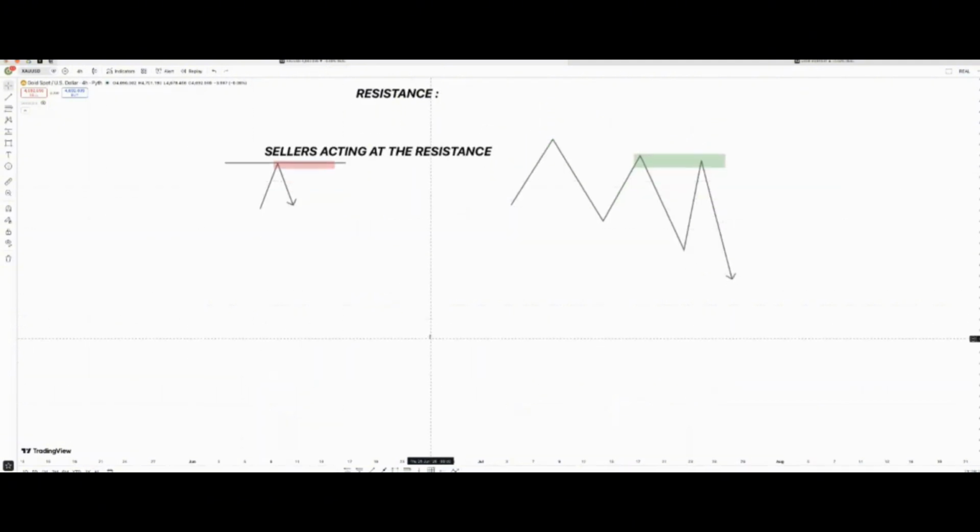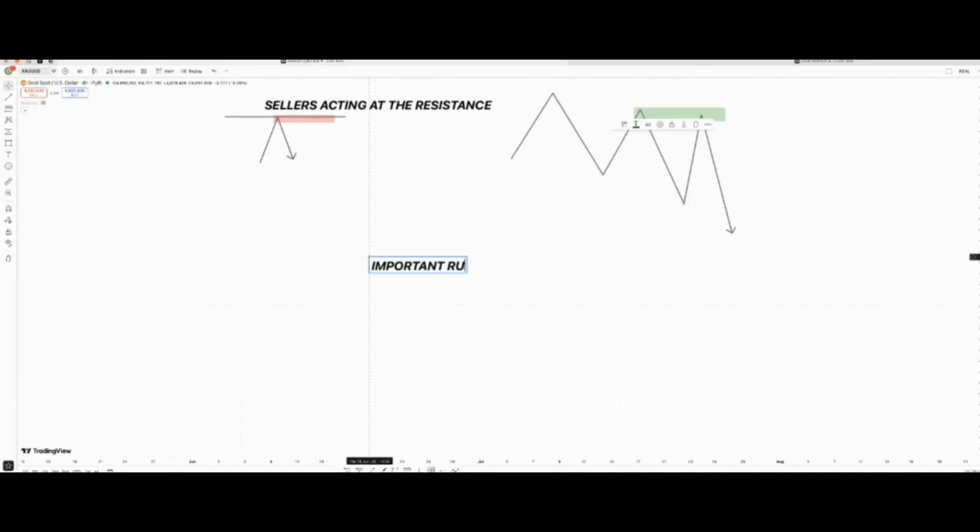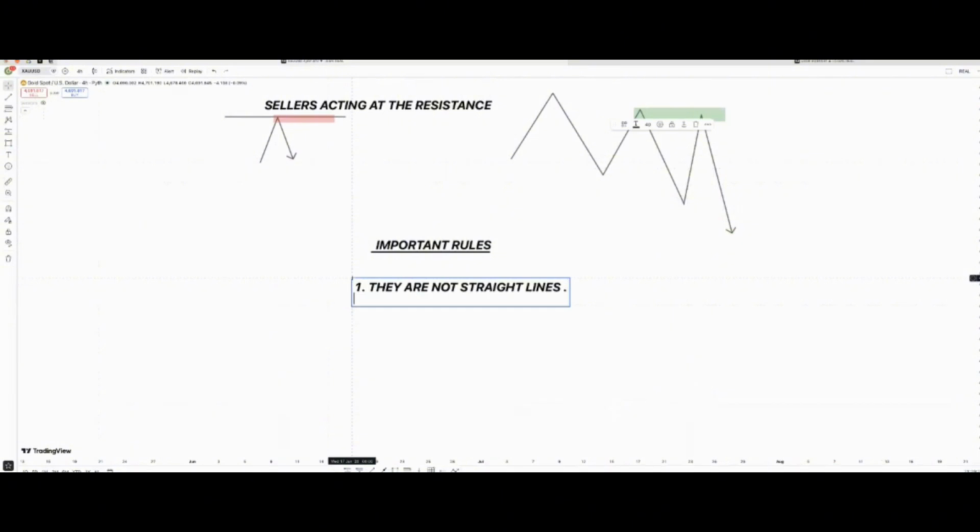Now, support and resistance are not straight lines. Consider it as an area or an elastic band. It is not rigid. It is not a straight line.